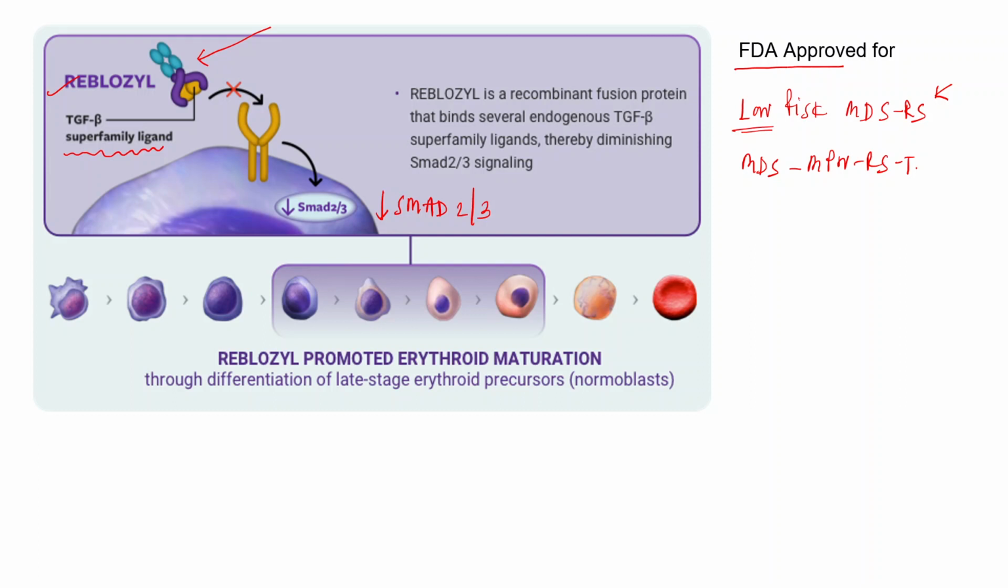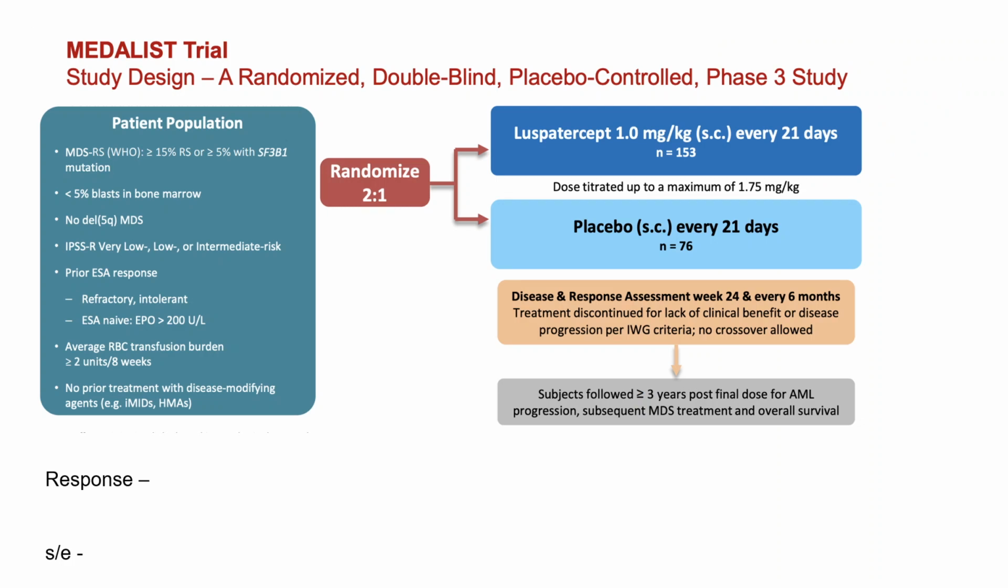So this is given, the trial name is the MEDALIST trial for MDS, and this is given every 21 days. So it is given sub-Q every 3 weeks. The response is seen in around 38% of patients, 38% of the patients became transfusion independent. I told for lenalidomide it is 67%. For luspatercept it is 38% response.